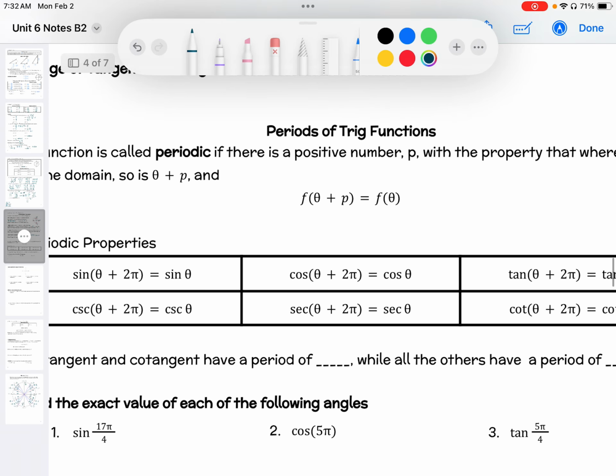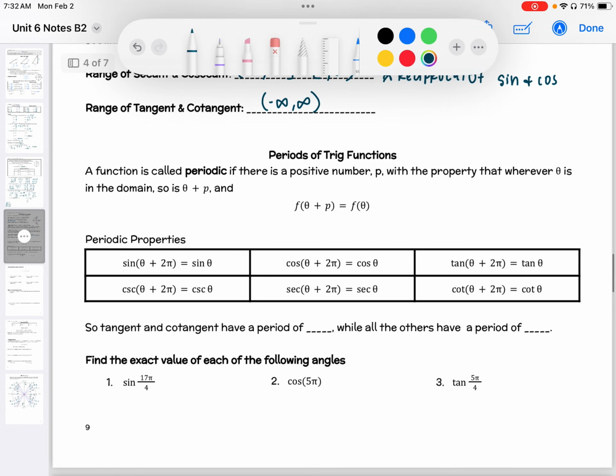All right, so for periods of trig functions, a period is basically how long it takes for the values to start repeating as we rotate around the circle. So we can call it periodic if there is a value p with the property that theta plus p is the same thing as theta. That's like how we've been finding coterminal angles, where the terminal side lands in the exact same spot.